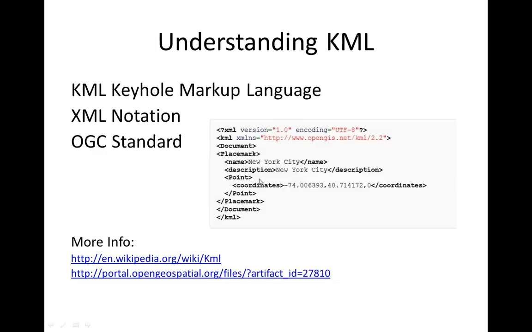So KML, or Keyhole Markup Language, is an XML notation. It's an OGC standard now. It hasn't always been. And it's a much simpler way. Basically, it's a document. It contains different placemarks with metadata like a name, a description, and then a geometric representation. So in this case, we've got a point object. It can store polygons, and it can contain styling information so that if I wanted to render this point in blue, I could put some kind of CSS-like styling information to it, and it'll render that. More information in the links here.